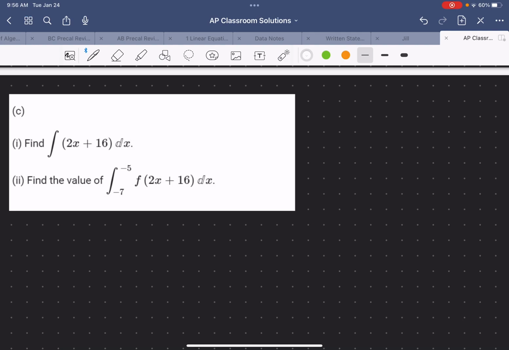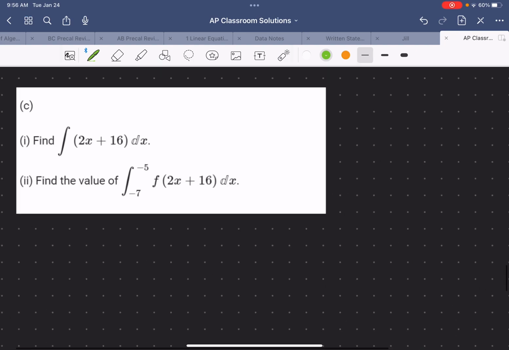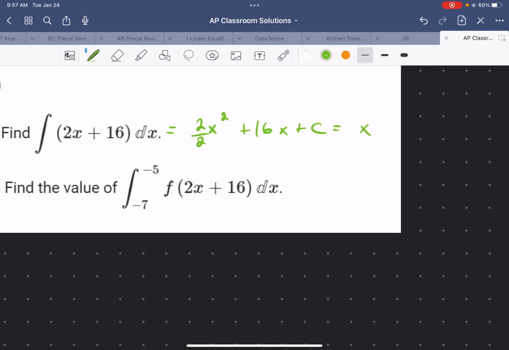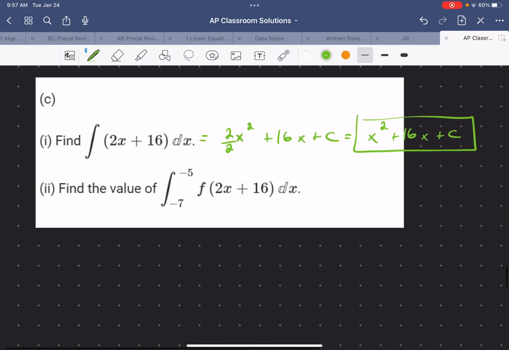Part C, we need to find that integral. This first part is easy. This is just a straight up indefinite integral. The antiderivative of 2x would be add 1 to the exponent, so it's x squared, divide by the new exponent, and then plus 16x, add your c, and then simplify it a bit, which you don't actually have to simplify, but whatever. So there's the answer to part 1.